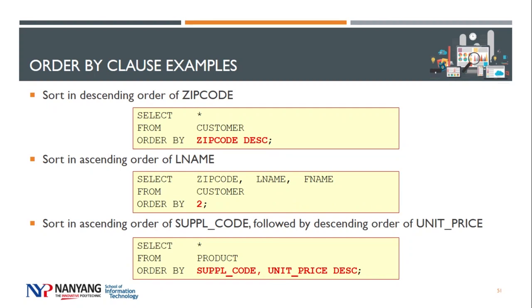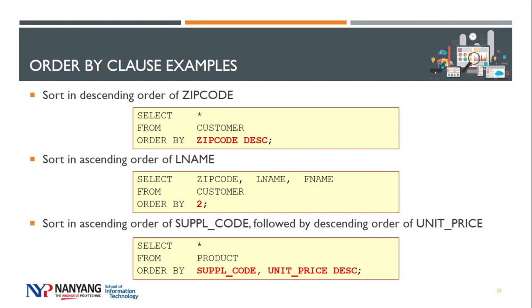To sort in descending order of the zip code: select star from customer order by zip code descending, meaning that you select all the data from the customer table and you order them according to the zip code in descending order.